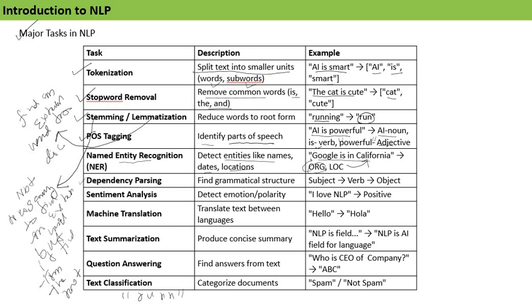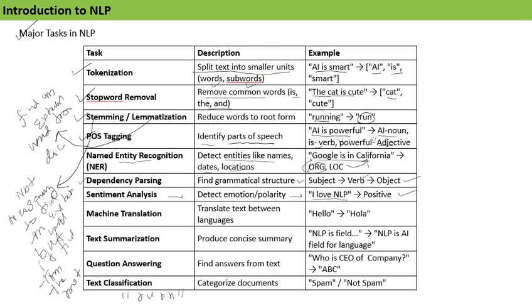Next is dependency parsing, which finds the grammatical structure. For example, for any subject, whether it has a verb or not, irrespective of the object. Okay. Next is sentiment analysis. It detects emotion. For example, the emotion of a person can be whether the person is happy, sad, or depressed. For the text given here, "I love NLP," it provides positive sentiment.